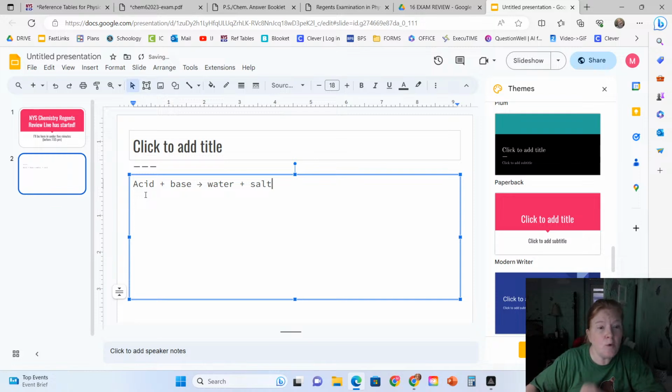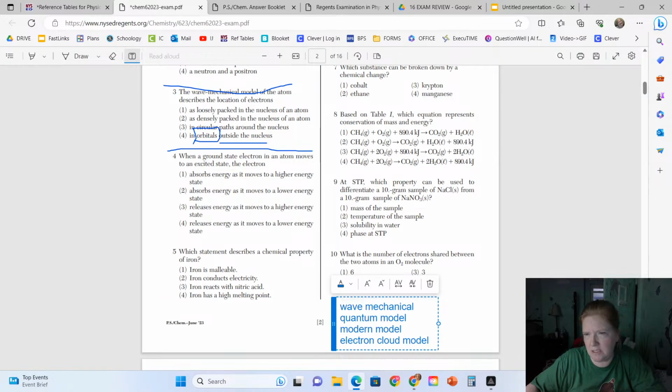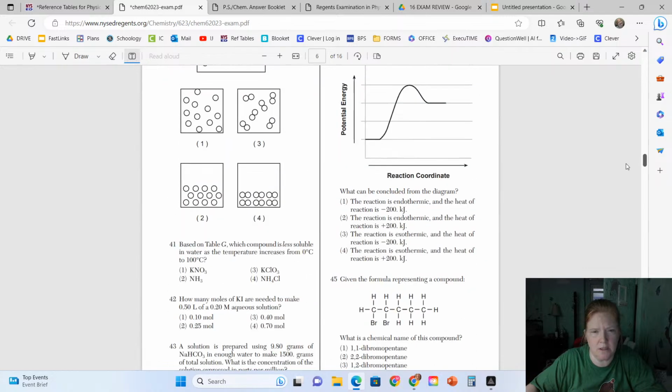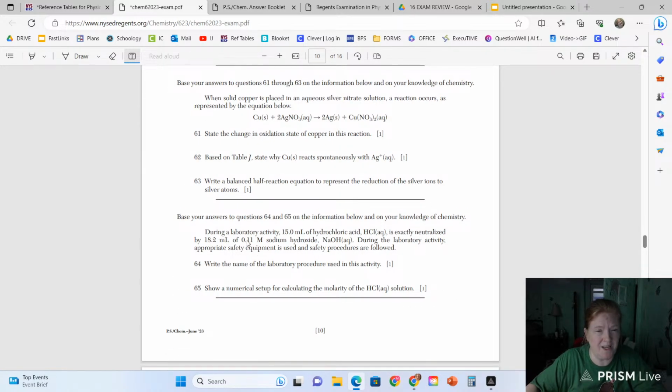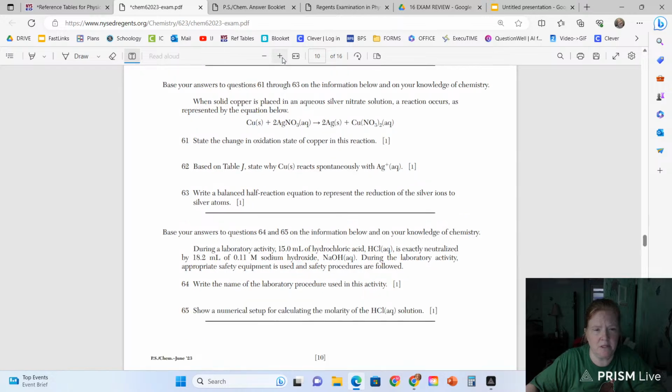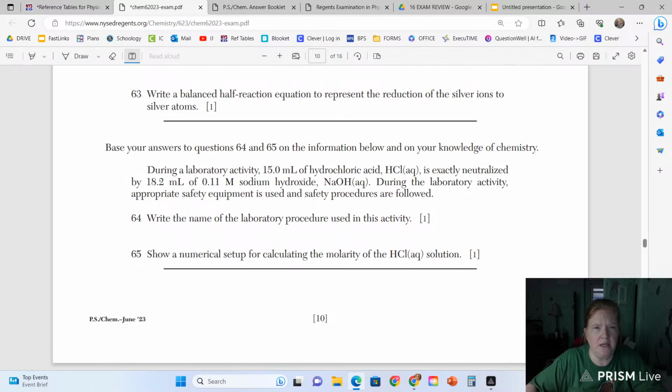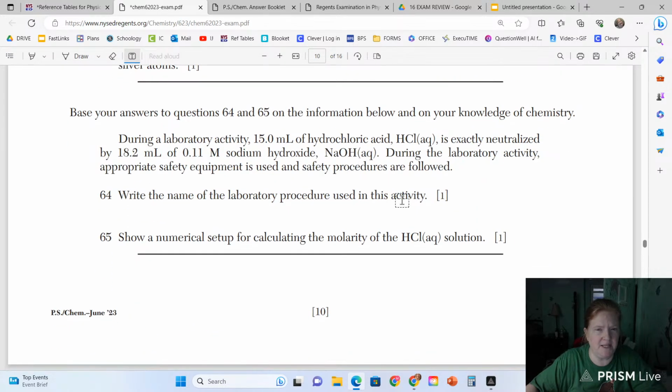Okay. There was a question on the exam. So I'm going to go to June's exam because the question was a little different than previous questions right here. Okay. So let me just make this a little larger. Right here is 64 and 65 from this exam. For 64, it says, write the name of the laboratory procedure used in this activity. Okay.